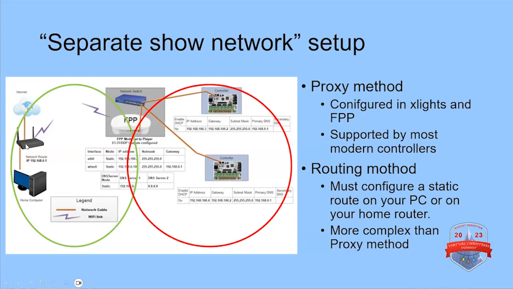Now, some home routers don't allow you to add static routes. It would be best if you could do it on your home router, but if that's not feasible, you would do it on your home PC. If it's a Mac, it's even more complex to add a persistent static route, which is why the proxy method came to be and why it's typically preferred.